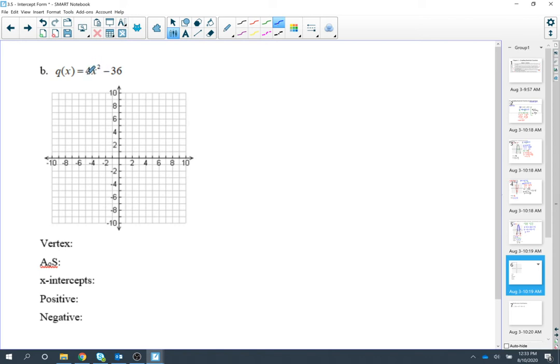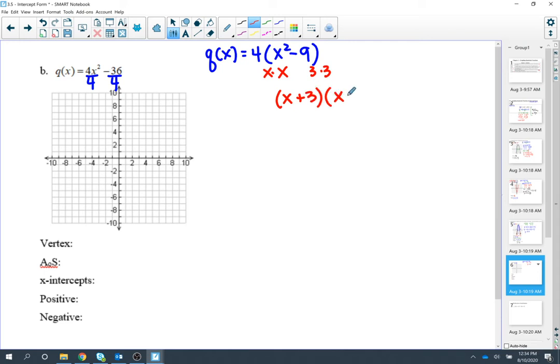Leading term is positive, but there is a greatest common factor. So I'm going to take out a 4. So we're going to have q of x equals 4 times x squared minus 9. Then I'm going to look and say, okay, well, this is x times x. This is 3 times 3, which is going to factor into difference of squares, x plus 3, x minus 3. Don't forget about your greatest common factor of your 4. So now we've got q of x equals 4 times x plus 3, x minus 3.